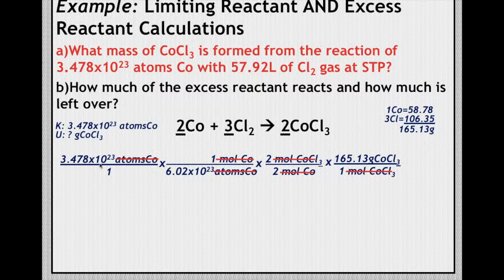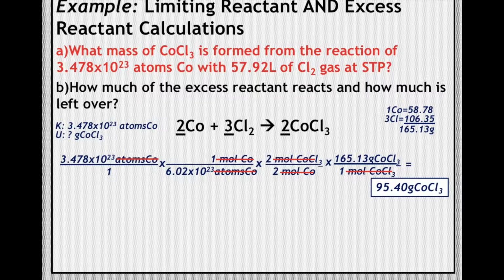Now you just plug it all into the calculator. You could cancel out these times 10 to the 23rds if you were comfortable with that. So in your calculator you would do 3.478 divided by 6.02 times 2 divided by 2 times 165.13. And you do whatever you're comfortable with. Some students would know that this would actually be 1, so they would stop there, and some are very comfortable with taking off the exponent. Whatever you're comfortable with, or you can just do the whole thing.